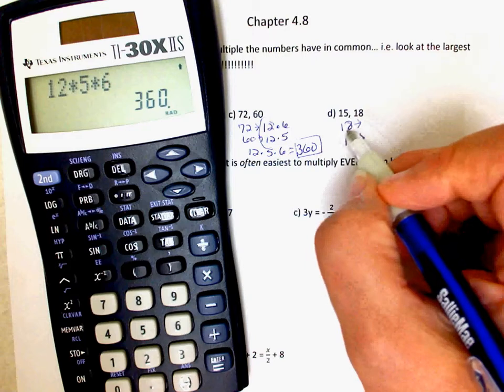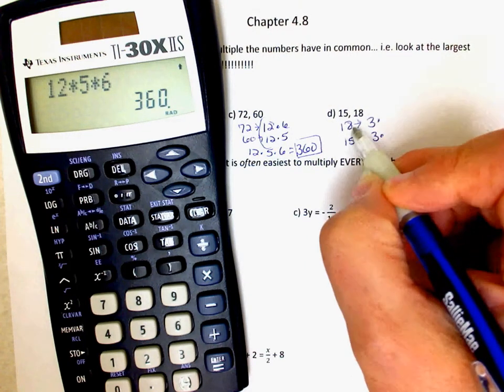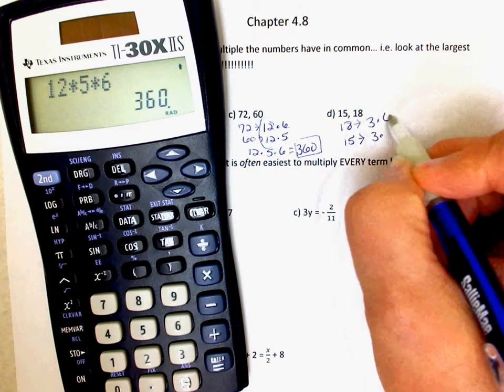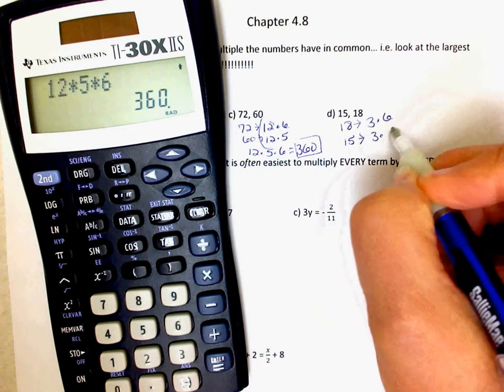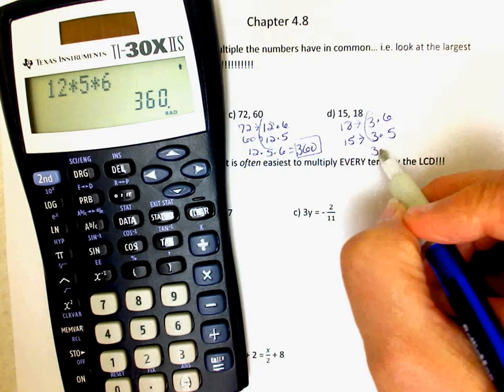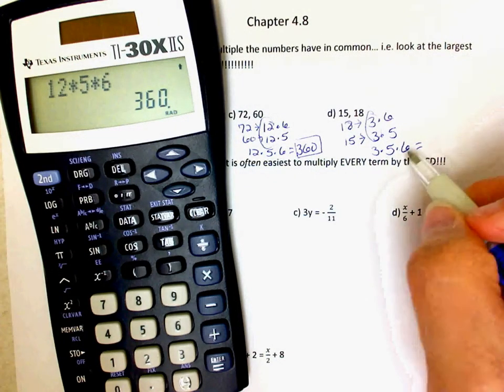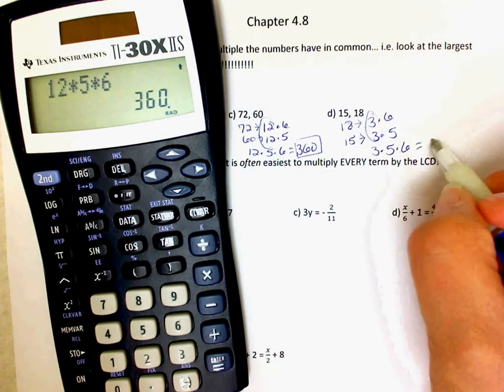Now, 3 goes into 18 and 15. 3 times 6 is 18, and 3 times 5 is 15. Bring down your GCF one time, and then you bring down your other factors and you multiply, and that's 30. So it gives us a 90 here.